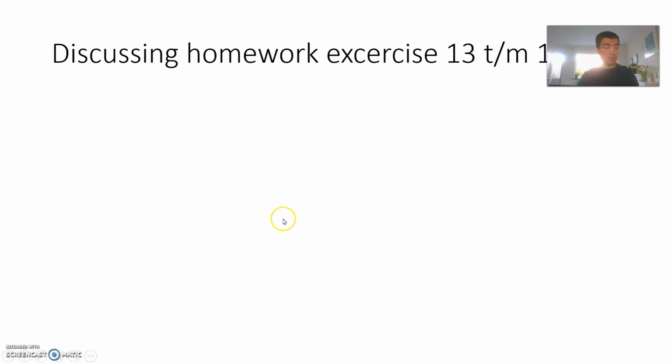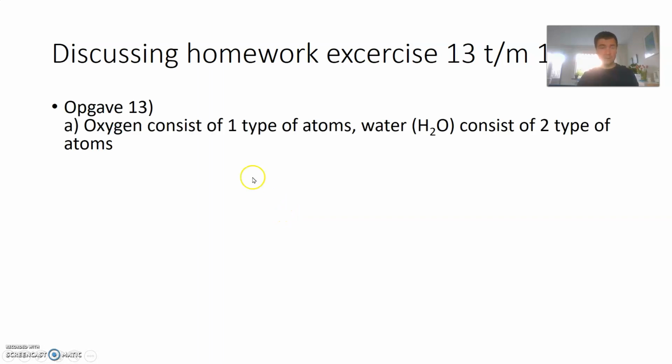For question 13, answering the questions below: why is oxygen called an element and water is not? Oxygen consists of one type of atom, only oxygen, the O, while water consists of two types of atoms, H2O, so two atoms hydrogen and one atom oxygen.